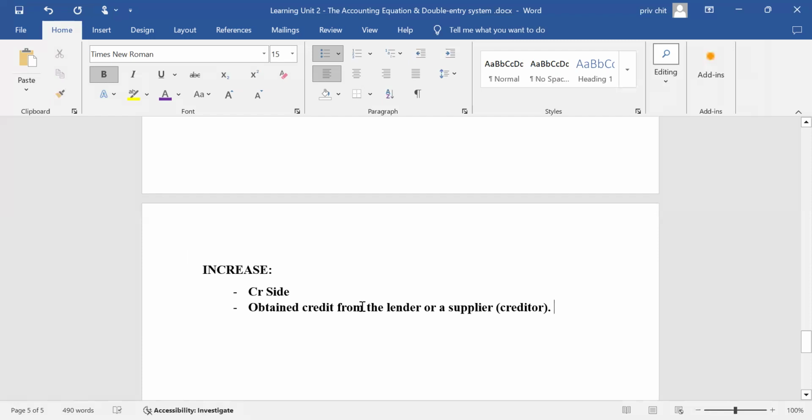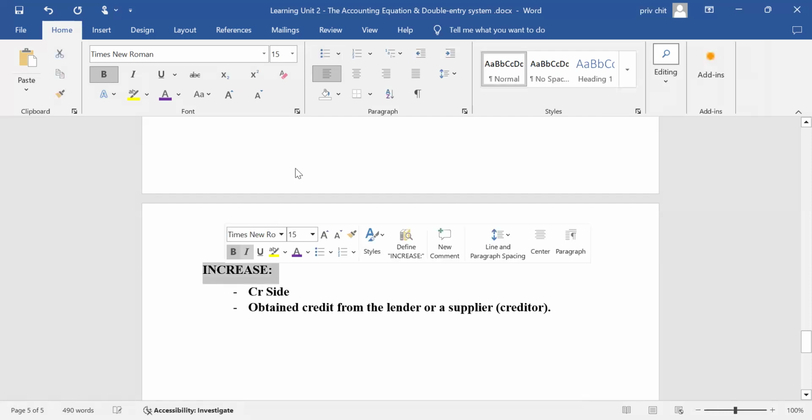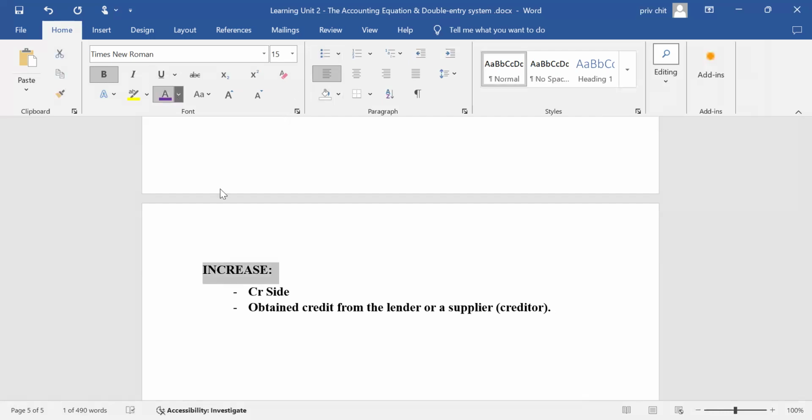When you obtain credit from the lender or from a supplier, meaning when you bought something on credit, like for example, the scenario which I gave you where we had acquired a vehicle on credit, such a typical scenario would result in liabilities increasing because of that. So that's what causes liabilities to increase.